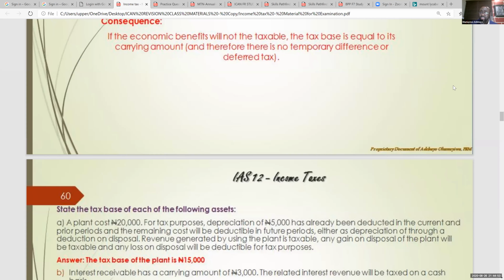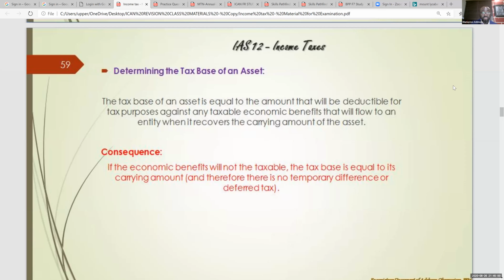The tax base of an asset is equal to the amount that will be deductible for tax purposes against taxable economic benefit that is expected to flow from the use of that asset by the enterprise. Which means when you have an asset, at every year end, the tax base of that asset should be equal to the amount expected to be enjoyed by way of tax deduction against your profits in the future.